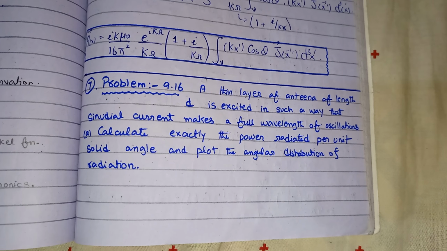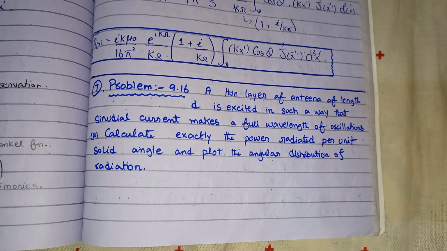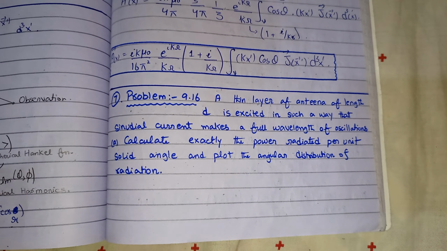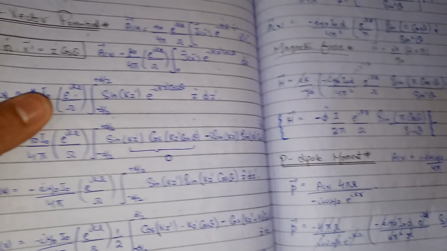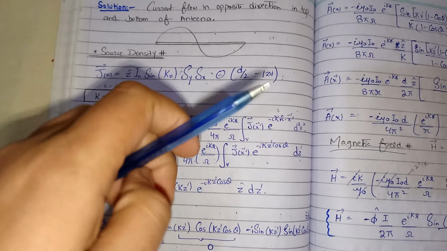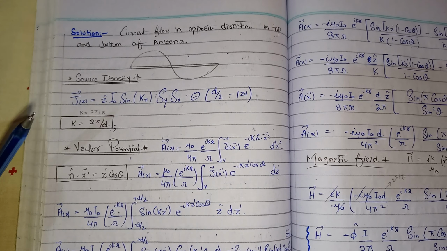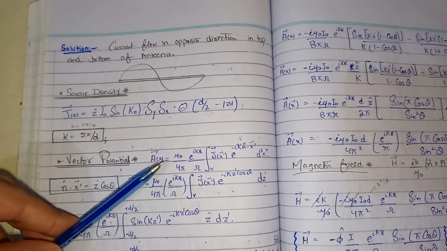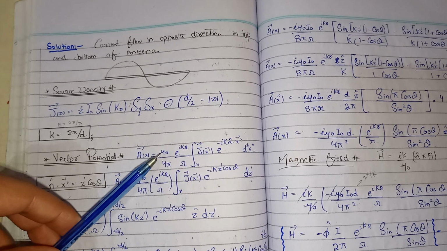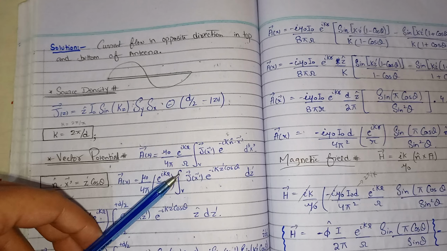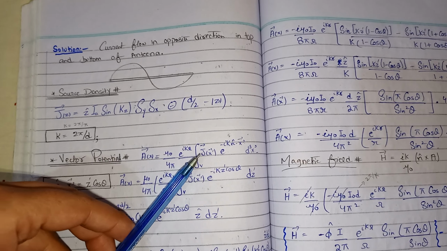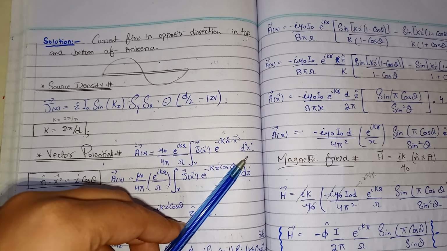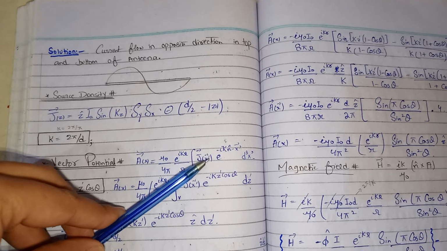So you have to find first the exact power radiated per unit solid angle, meaning dP by dΩ. How can you find it? For this you must know the source term, because in the radiation formula, A, the vector potential, equals μ0 by 4π, e^(ikr) divided by r, times the volume integral of J(x') e^(-ik n·x') d³x', where J(x) is basically the source term.